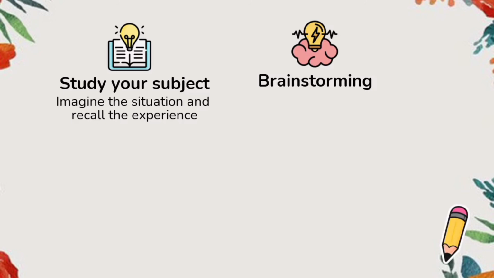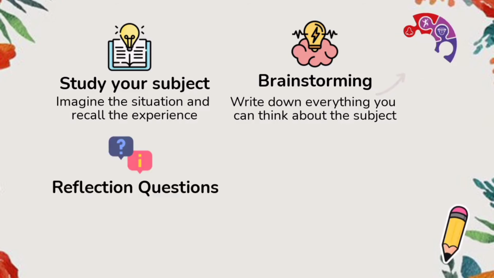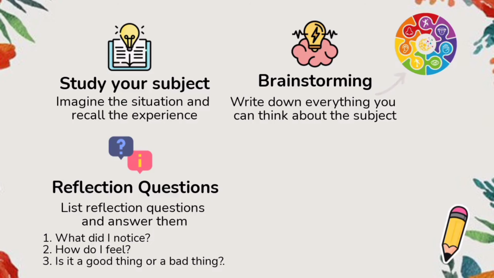Second is brainstorming. Brainstorming means you write down everything you can think about the subject. Use your 5 senses such as taste, sight, or smell to describe the experience vividly. Next is reflection questions. You can list reflection questions for you to answer. Here are some examples of reflection questions. After that, you can answer these reflection questions in your essay.